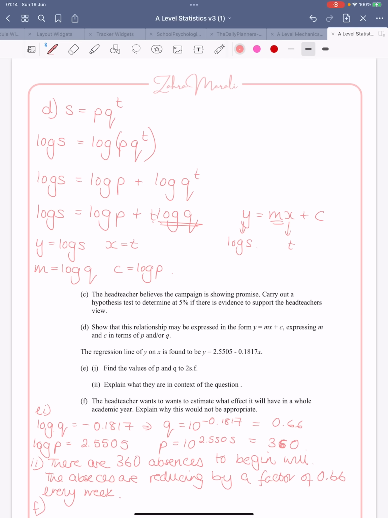And part F is whether a teacher can use this to work out the whole academic year, because you have to extrapolate. So what that means is you're taking data from ages away. It doesn't make sense to do so. So extrapolation is not reliable. More than 5 weeks, not in data set. Something like that. That should be sufficient. Sorry, you can excuse the writing. So hopefully that makes sense for that question. And we'll have a look at the next one in a second.